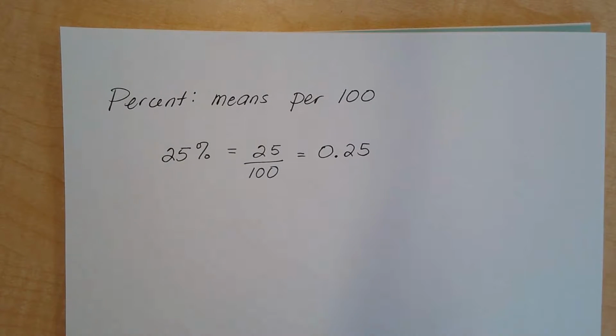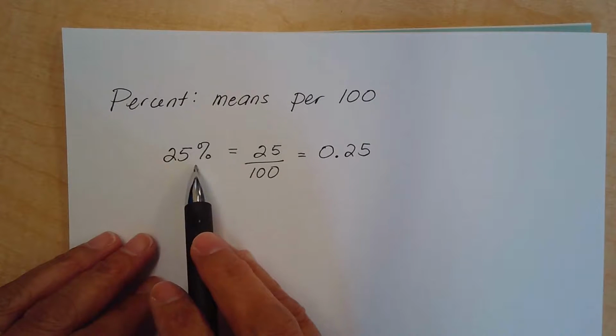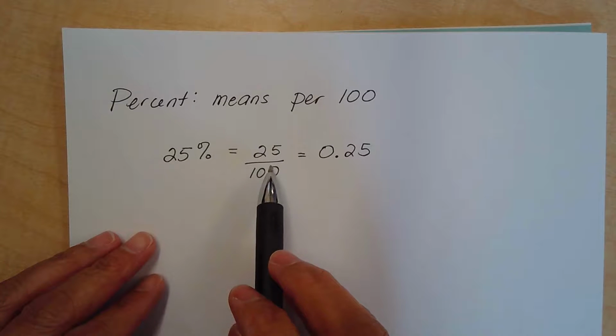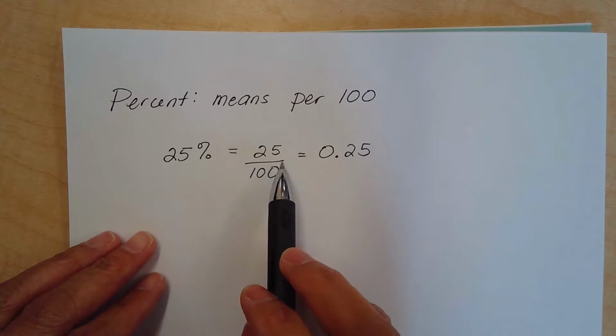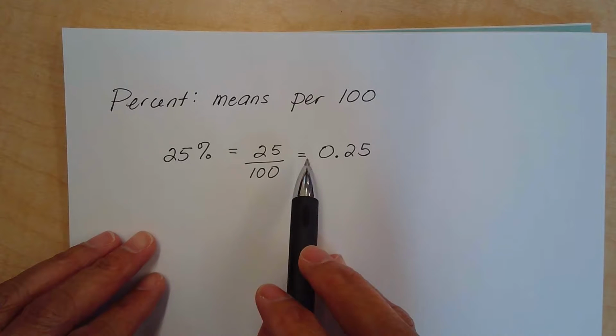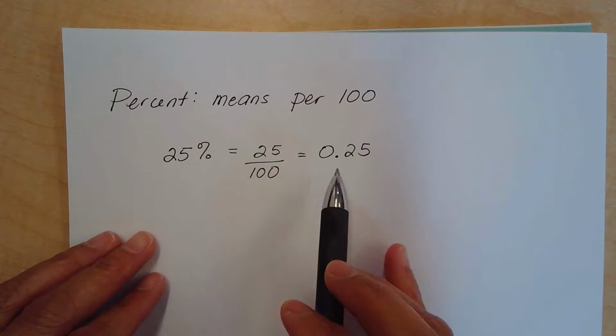So percent means per 100. Here's an example: 25%, we can write it as a fraction. So 25 per, or divided by 100, which is equal to 0.25.